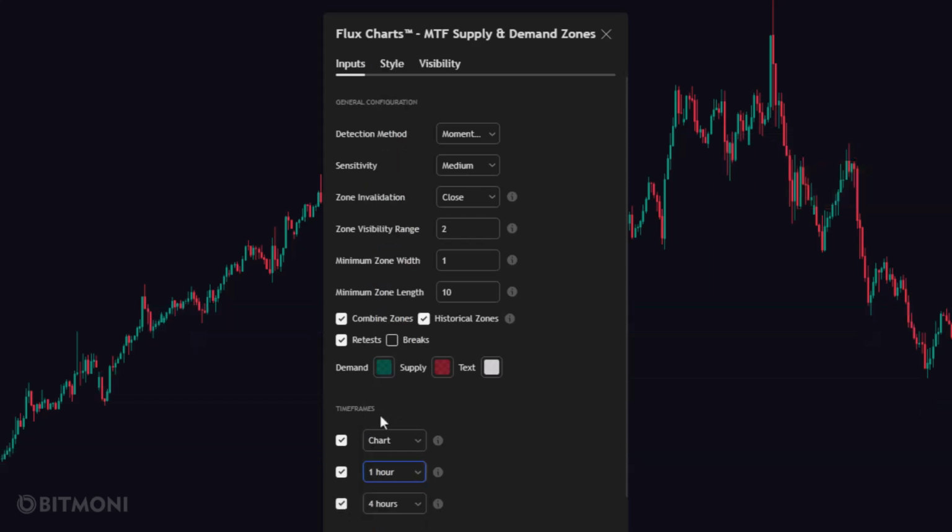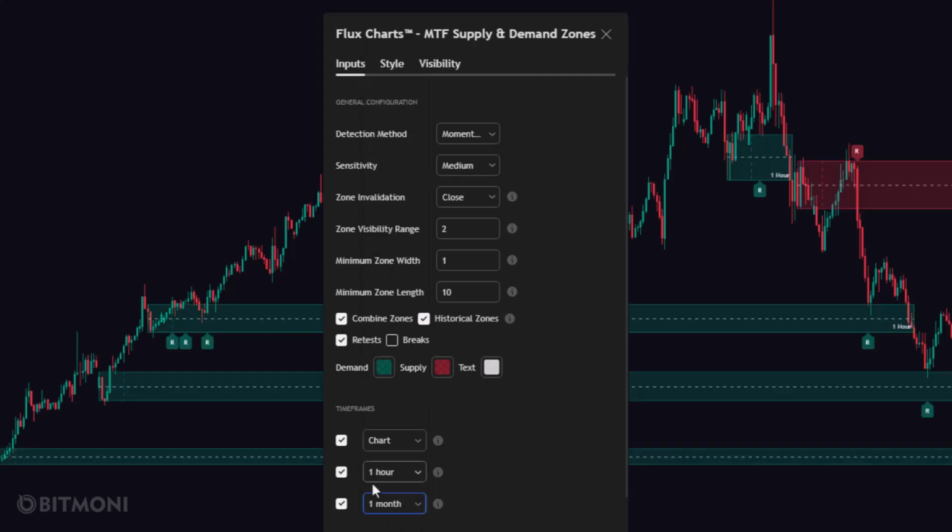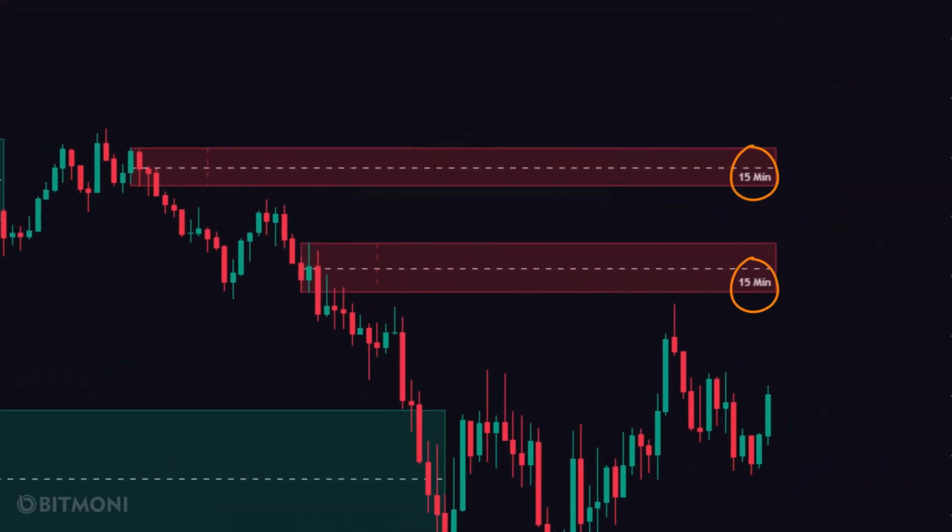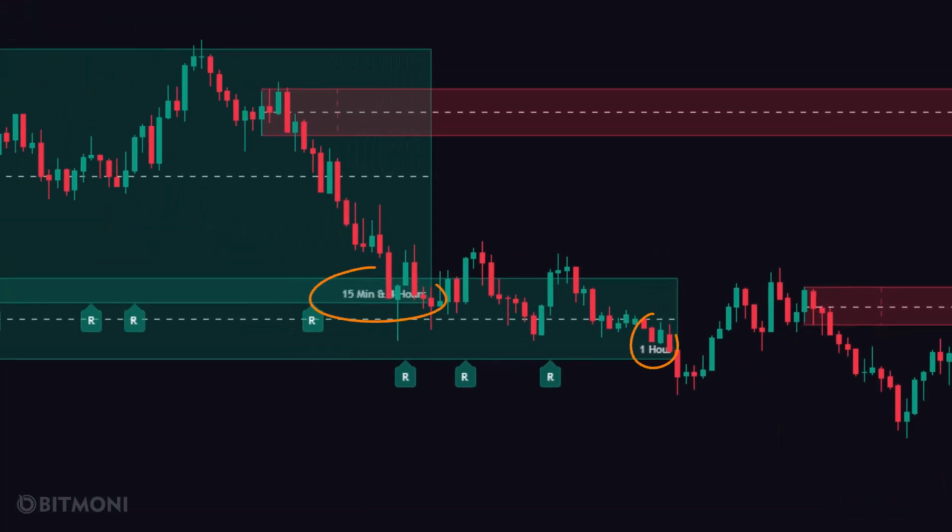The indicator also gives an option to view multiple timeframes on a single chart, which eliminates the need to switch between different charts for higher timeframe analysis. For example, if you're working with a 15-minute chart, you can overlay zones from other timeframes to get a clearer picture of the market structure.